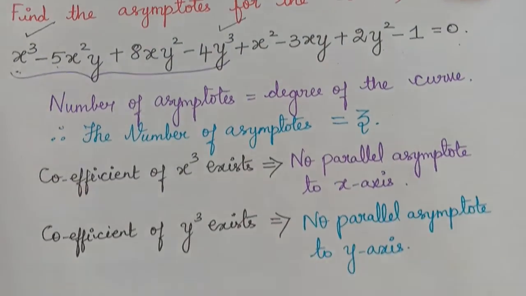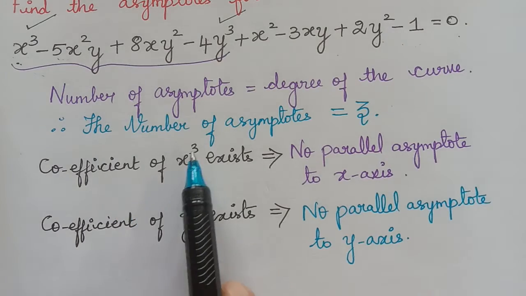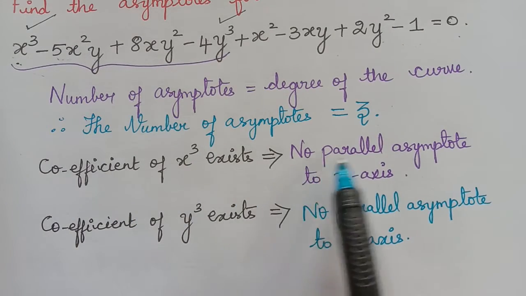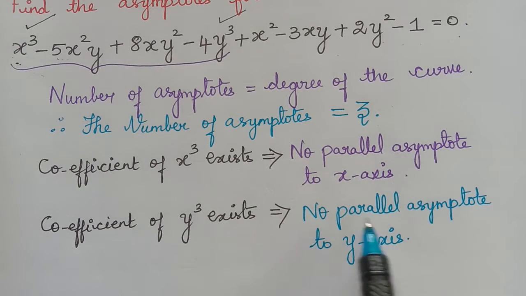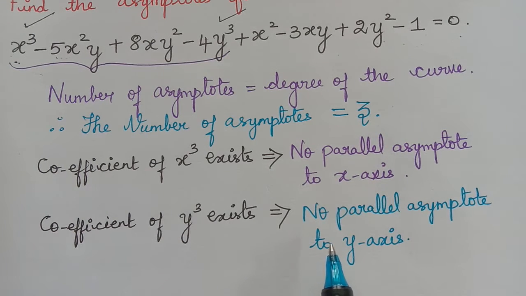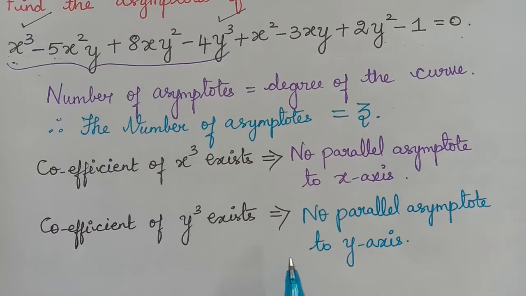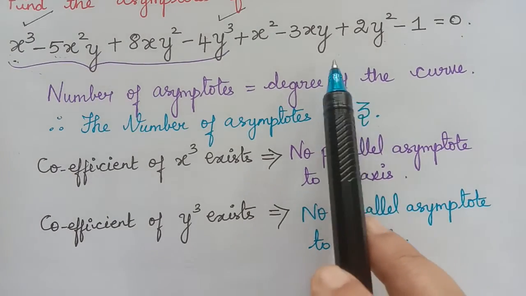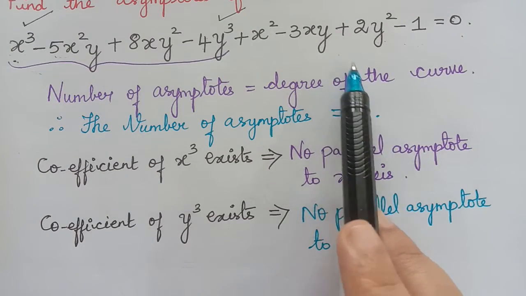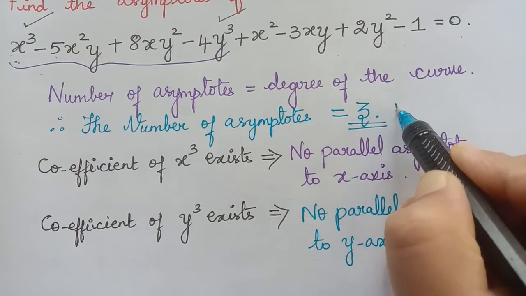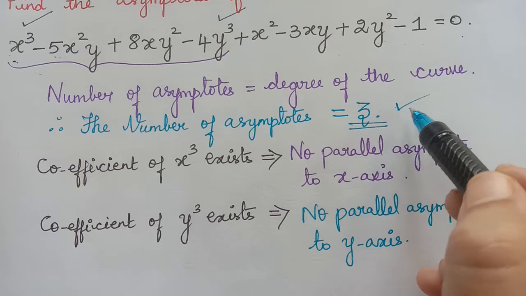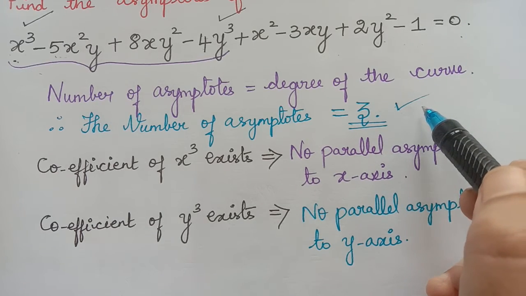So let us write that now. So I have written here: coefficient of x cube exists, so therefore there is no parallel asymptote to x-axis. In a similar way, coefficient of y cube exists, and so there is no parallel asymptote to y-axis. So as the next step, we have to write the equation of the asymptote. We know that the equation of the asymptote is y equals mx plus c. And here we have 3 asymptotes, and so we will be having 3 equations for the asymptotes. So let us write that now.